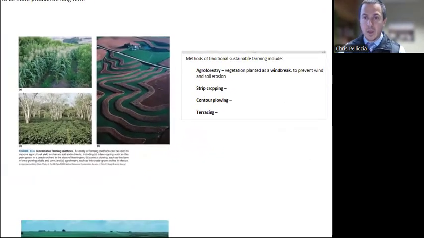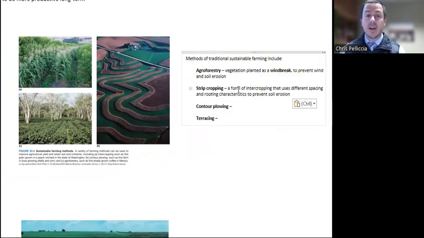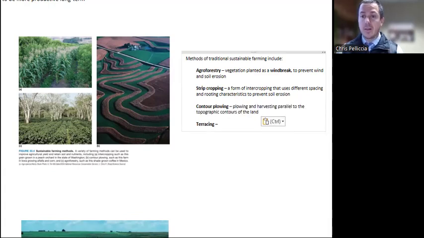We can also talk about strip cropping. Strip cropping is a form of intercropping that uses different spacing and rooting characteristics to also prevent soil erosion. Depending on the contour of the land, different strategies might be more appropriate for different locations. Contour plowing occurs when plowing and harvesting parallel to the topography and the contours of the land. You can see a picture of contour plowing right over here on the graphic.